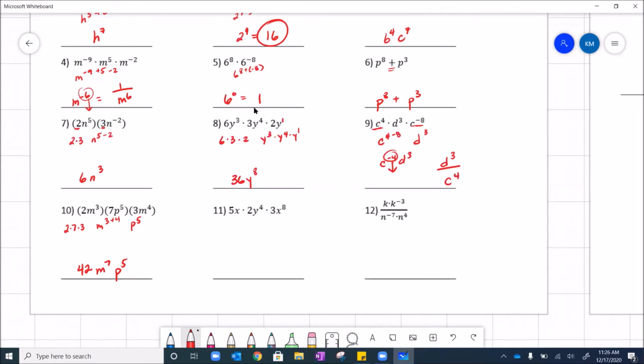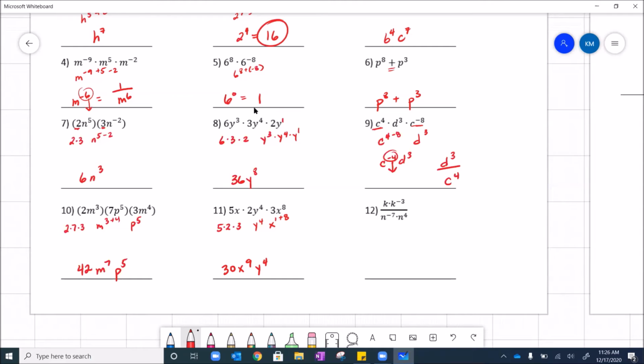Number 11, 5 times 2 times 3. Again, organizing these. And it doesn't matter that, hey, this 7 was by a P and this 2 is by an M. Can we put them together? Yeah, we can multiply numbers. Okay, y to the 4th, we have x to the 1st and x to the 8th. And so I have 30, x to the 9th, y to the 4th.